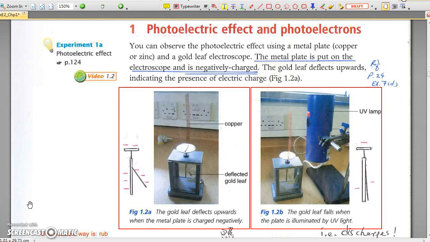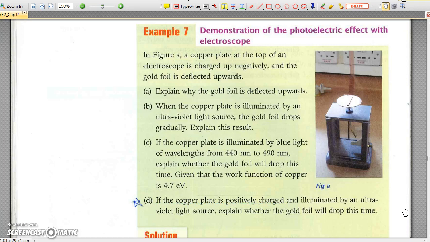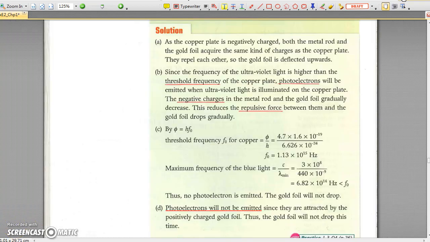And I wonder whether you still remember at the beginning of chapter 1.2, we started with a negatively charged electroscope in order to perform the photoelectric effect. And now in example 7, the question asks you whether the gold foil will also drop if the electroscope was positively charged at the beginning. And the answer, which should be quite obvious now, is that photoelectric effect would not take place. Photoelectrons would not be emitted.